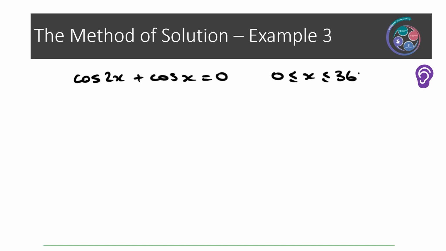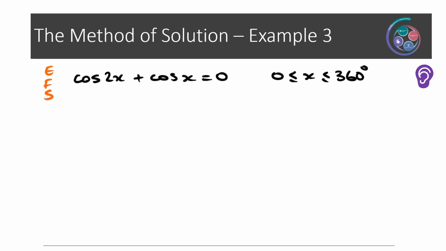Okay, we'll mix it up a little bit for the third example. So let's go for this time cos 2x plus cos x equals 0, and we'll do this one first of all for x to be between 0 and 360 degrees. The fact it's a cos 2x question doesn't make any difference. We're still going through the usual procedure of expand, factorise and solve.